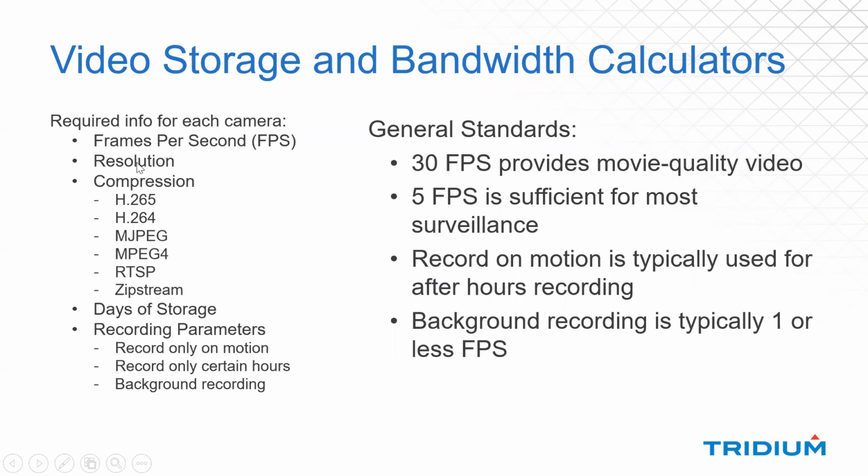Also the resolution of your camera and what you've got that set at. Typical resolutions now are anything from 720p to 10 megapixel. So, I mean, it can make a huge difference of what your bandwidth is going to look like depending on your camera resolution. And then there's various types of compression too that affect your network bandwidth.